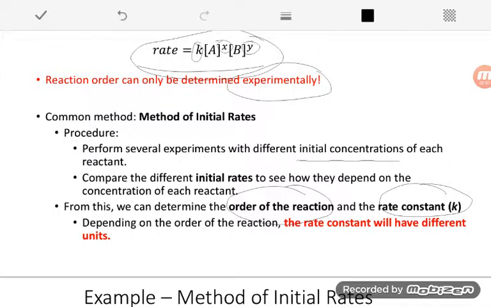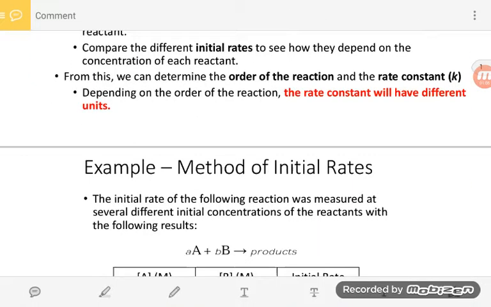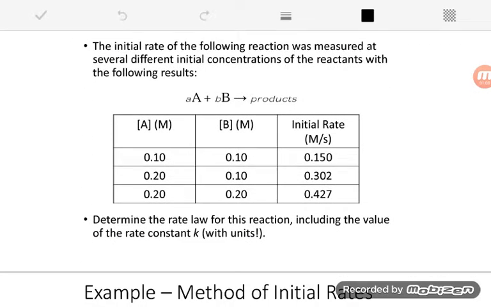It's important to keep in mind that the rate constant does have units, but those units change. So we have to be very, very careful to make sure we put the correct units on our rate constant at the very end. So all of these problems look pretty much identical.